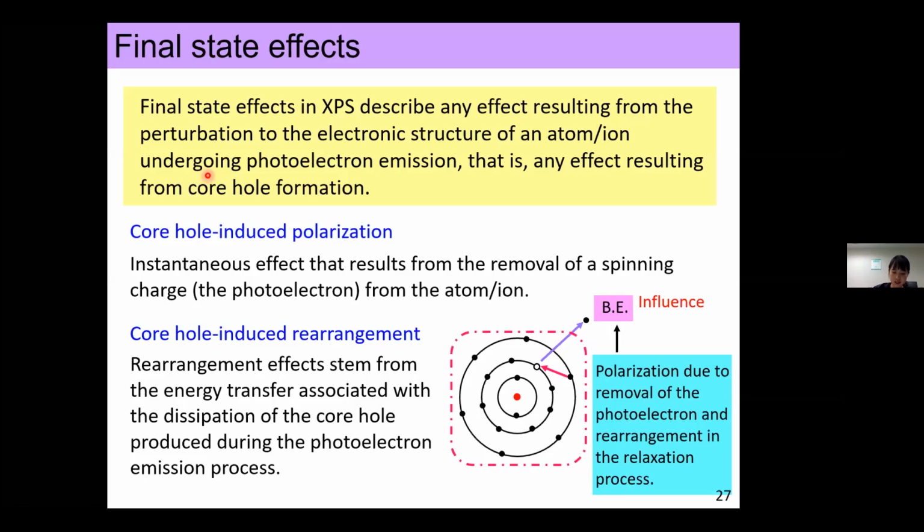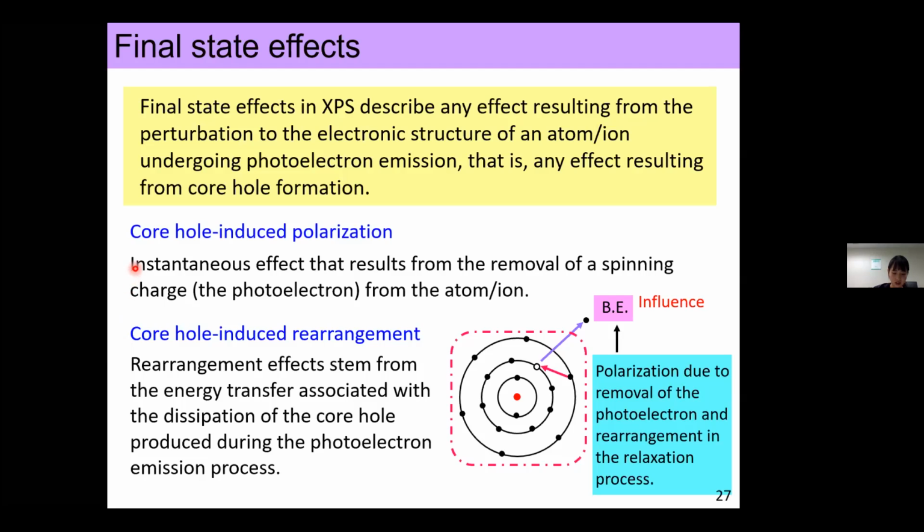Final state effects in XPS describe any effect resulting from the perturbation to the electronic structure of an atom or ion undergoing photoelectron emission, that is, any effect resulting from core hole formation. Final state effects consist of mainly two contributions. These two. Core hole-induced polarization is an instantaneous effect that results from the removal of a spinning charge, that is, the photoelectron.